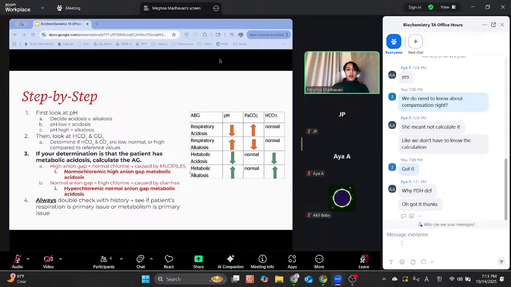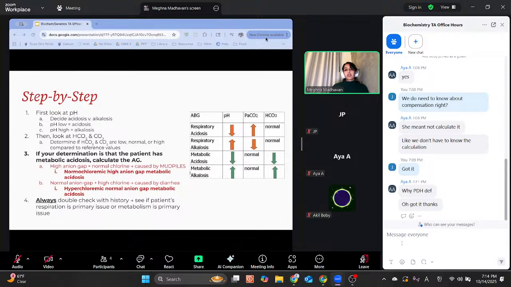This is how I do a step-by-step of how to attack an acid-base question. I look at the pH, acidosis versus alkalosis. Then I look at the bicarb and carbon dioxide and see if they're low, normal, or high. If bicarb and carbon dioxide are both low, then that can be either a respiratory alkalosis or a metabolic acidosis. And if you've determined it's metabolic acidosis, you go on and calculate the anion gap. I think it's better safe than sorry just to do it for every question, even if you're not sure, and then go back and double check with their history.